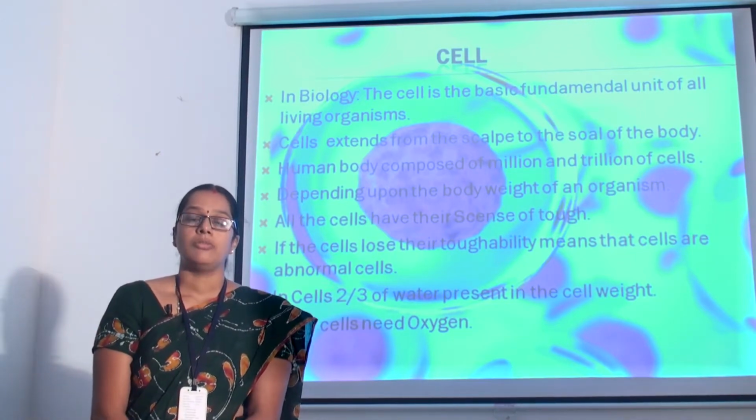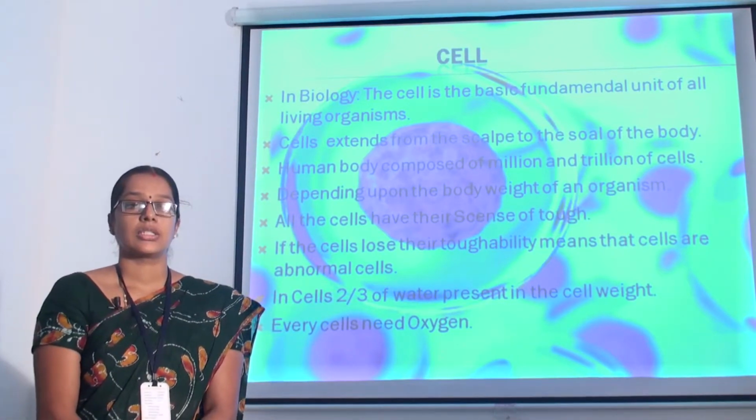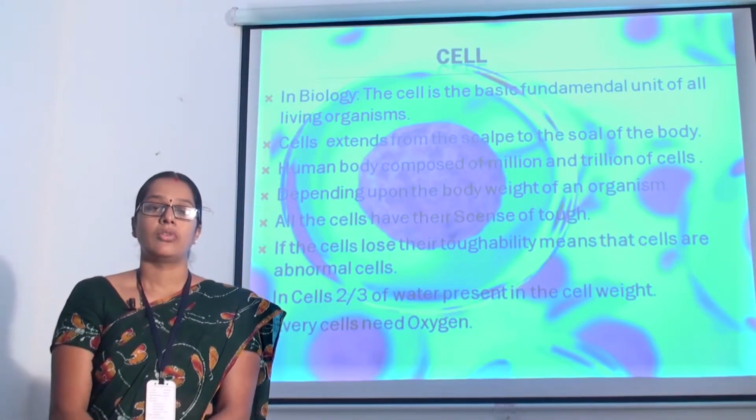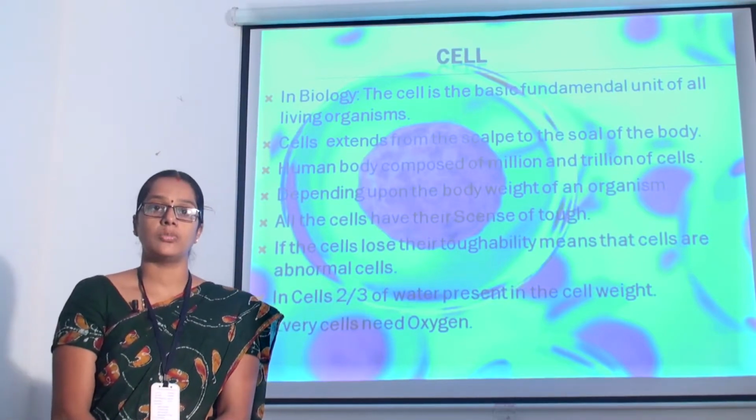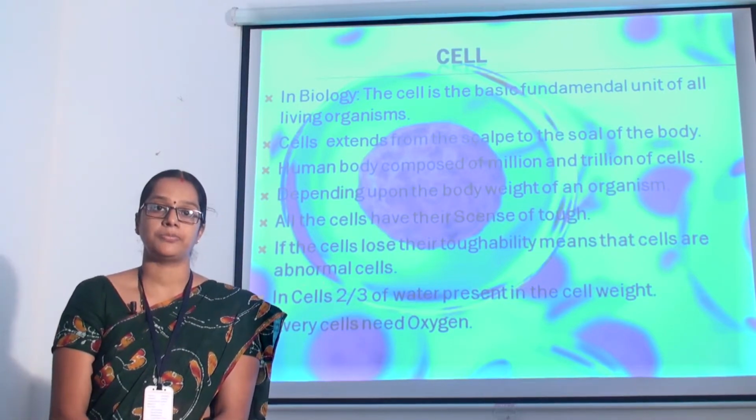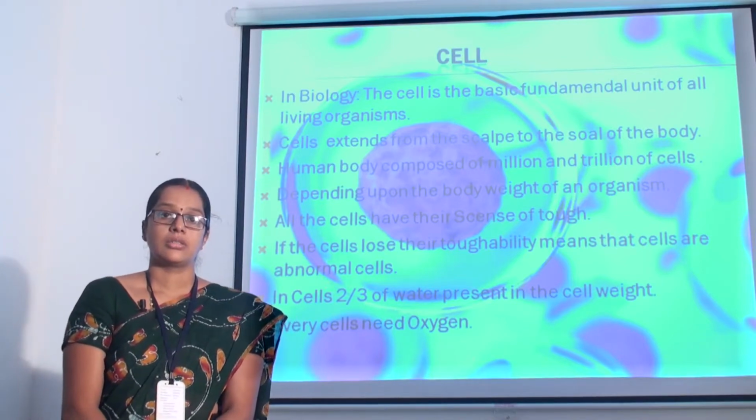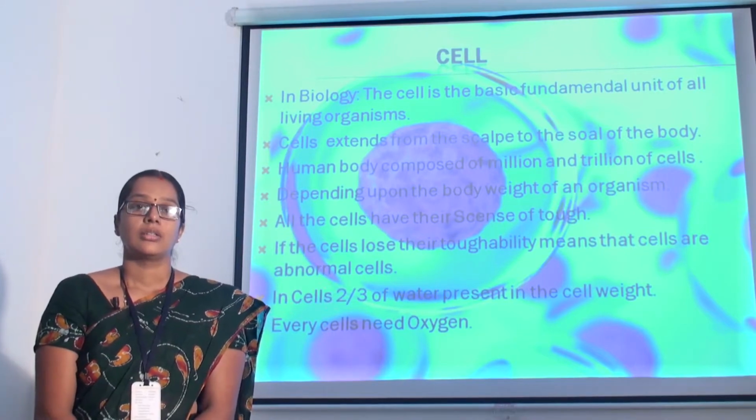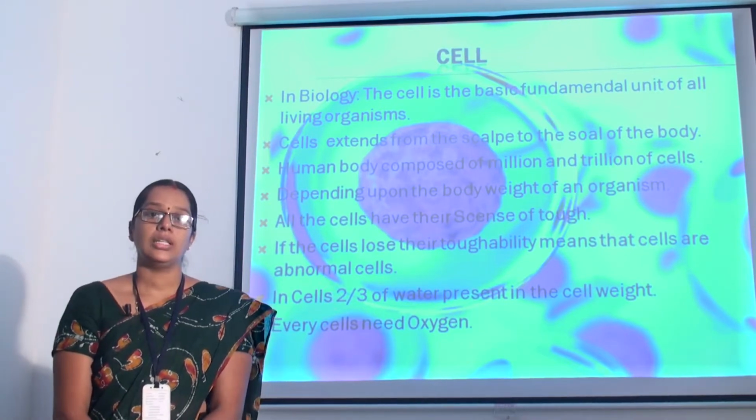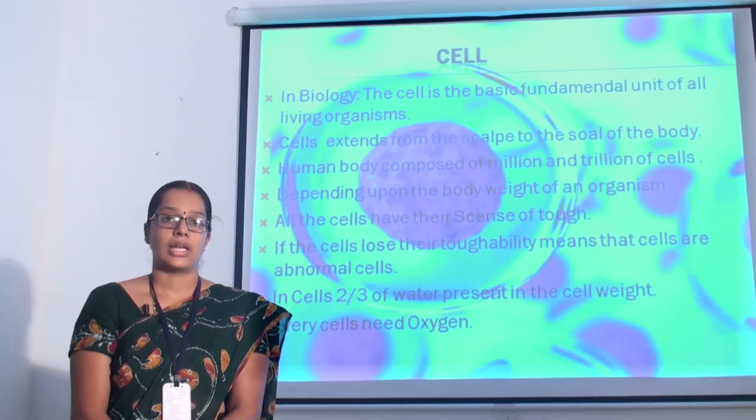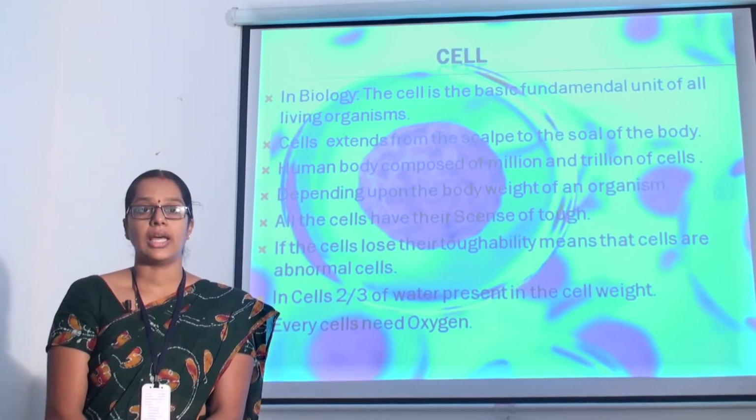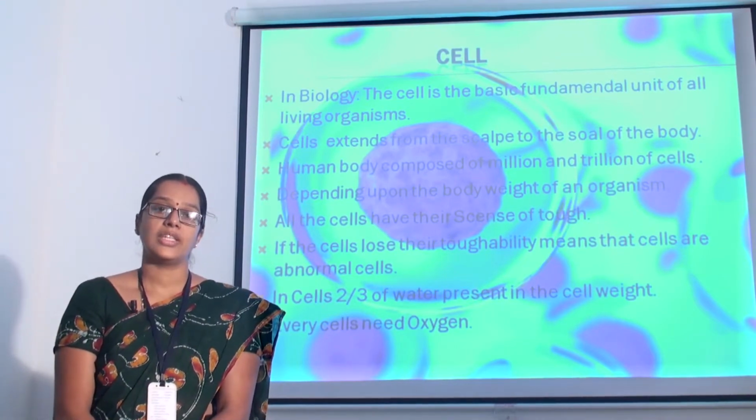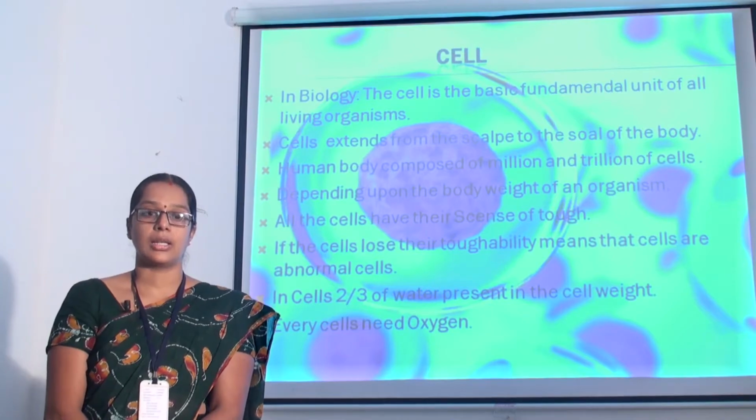The human body is composed of millions and trillions of cells depending upon the body weight of an organism. For example, if we want to build a house, what are the basic things we need? Brick, cement and sand. In that way, in our body, inside the skeleton and outside the skeleton, there are cells.